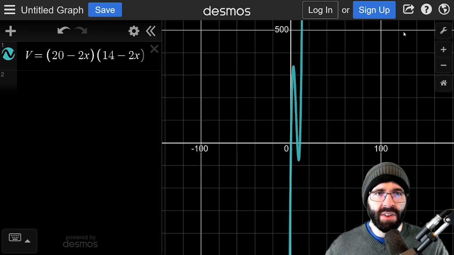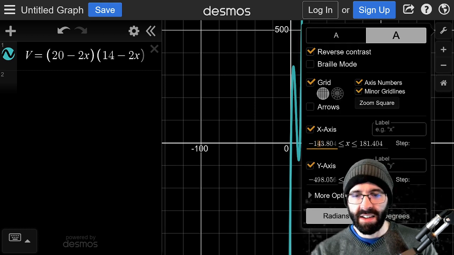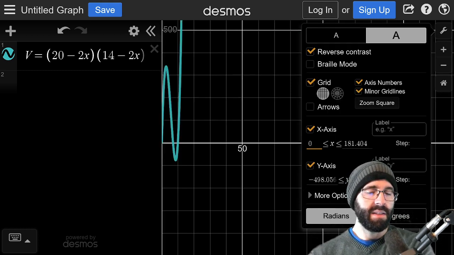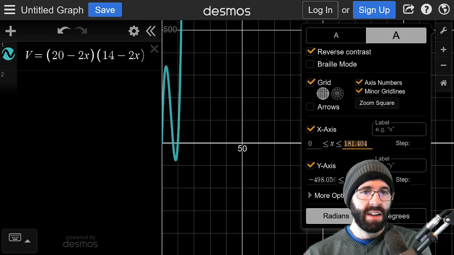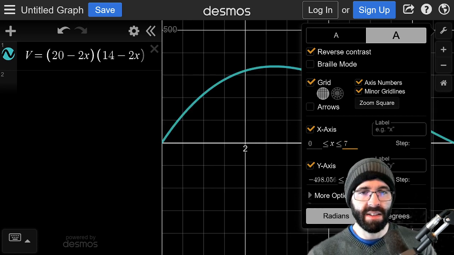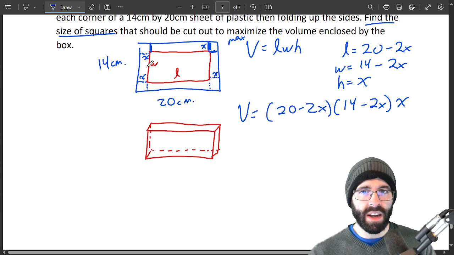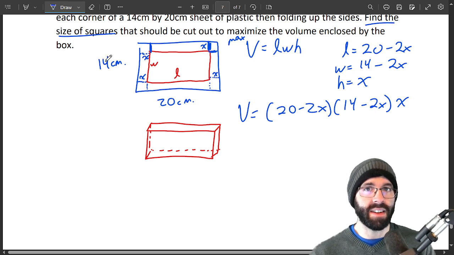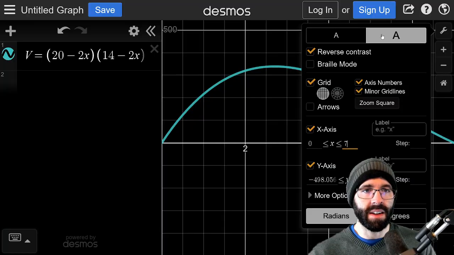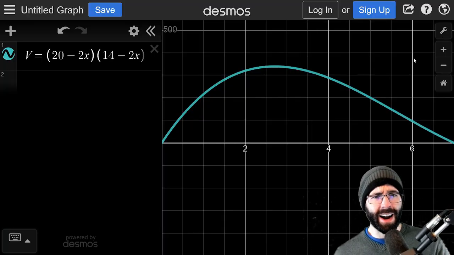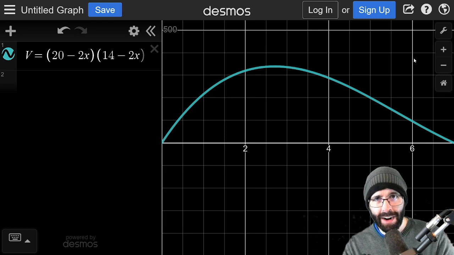Let's keep y zoomed out, but let's change our x's. We know x can't be smaller than 0. And the biggest square that we could cut out would be 7, because if the square is bigger than 7, then this side doesn't exist anymore. It has to be between those two things. And oh, look at that graph. That is looking nice.